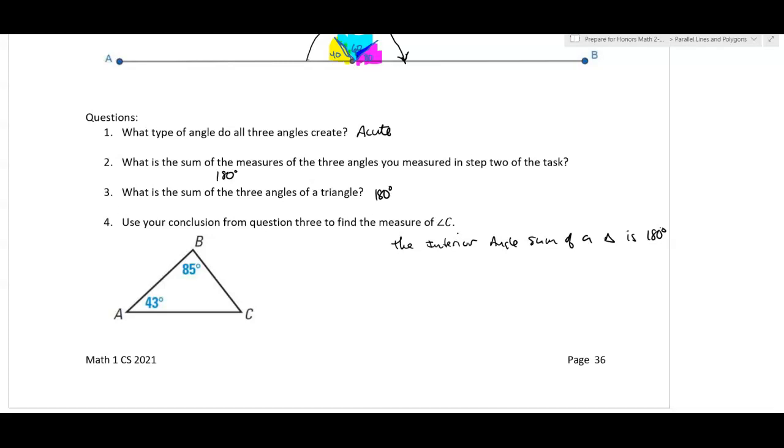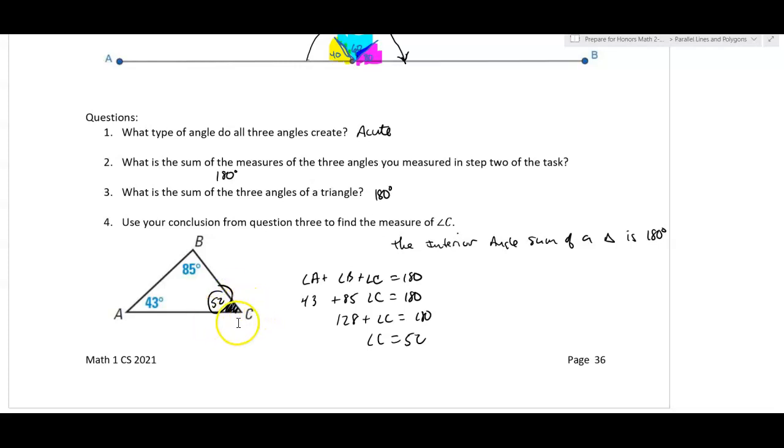So when I look at this first example, if I had to find the measure of angle C, I know angle A plus angle B plus angle C all have to add up to 180. So 43 plus 85 plus angle C equals 180. That's going to give me 43 plus 85 gives you 128 plus angle C equals 180. And when you subtract the 128, you get angle C would be 52 degrees.